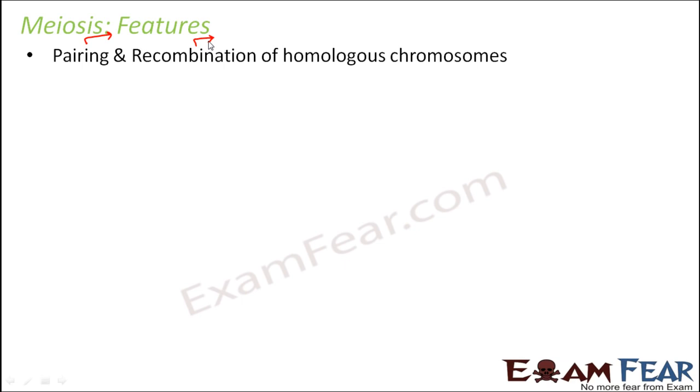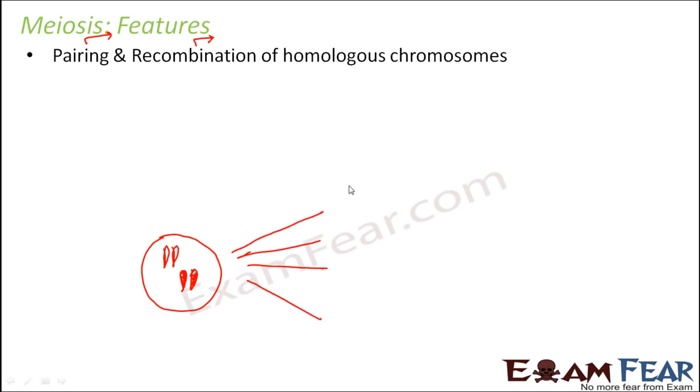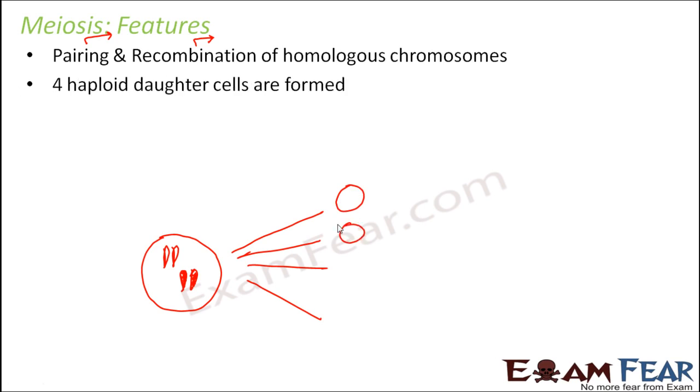Now we will understand this pairing and recombination in even more detail. So what happens is, let us suppose this is your parent cell. Now this has chromosomes like this. Let us suppose this chromosome is obtained from the father and this chromosome is obtained from the mother. So what happens? This will finally give rise to 4 haploid cells. So 4 haploid daughter cells will be formed as a result of meiosis.